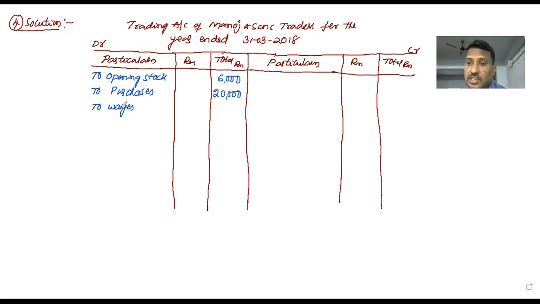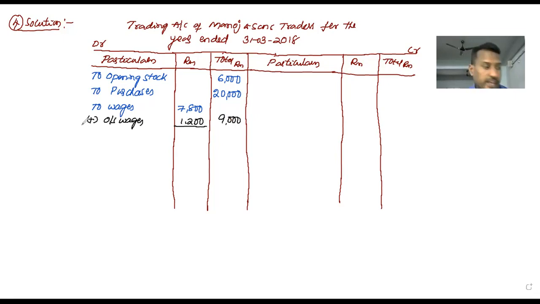Next, to wages. My dear students, we already put a mark on wages, which means the wages has an adjustment. What is the amount of wages? 7,800. To this, add the outstanding wages, which is in the adjustment. The outstanding wages 1,200. So the total amount of wages is 7,800 plus 1,200, 9,000.